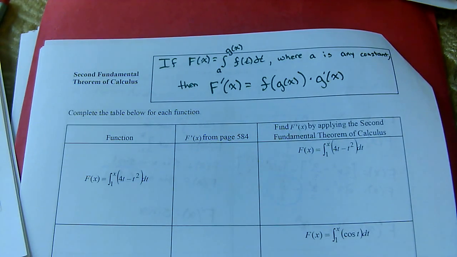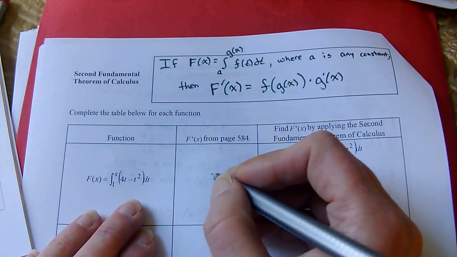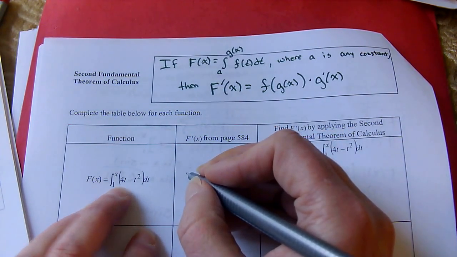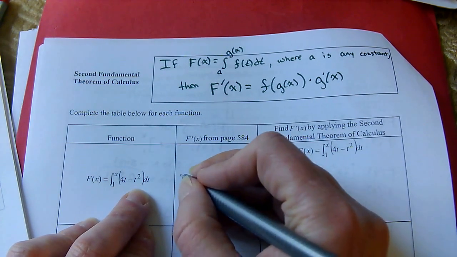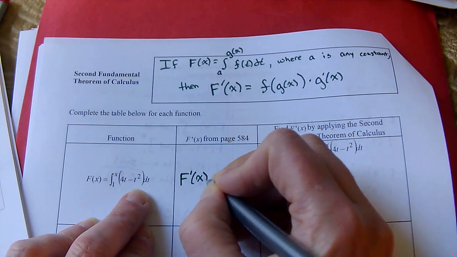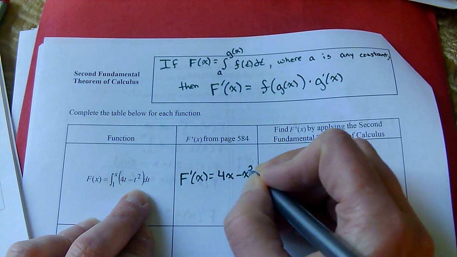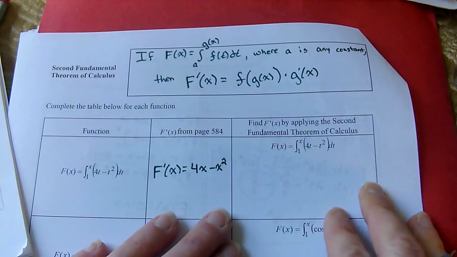Let's copy what we had from the previous page. The page numbers don't match. When we found f prime of the integral from 1 to x of 4t minus t squared, when we found the integral of that, it was 4x minus x squared. Let's see if that matches this rule.